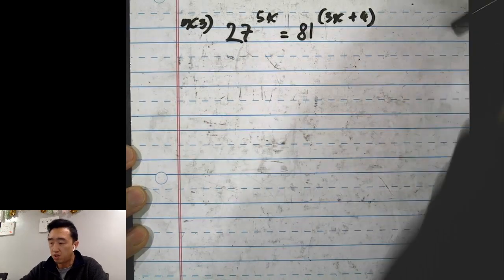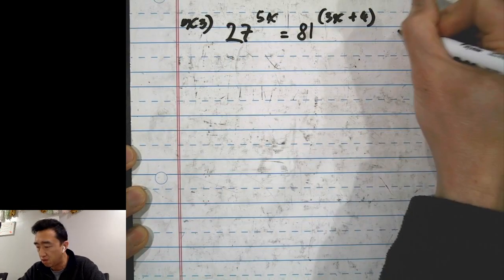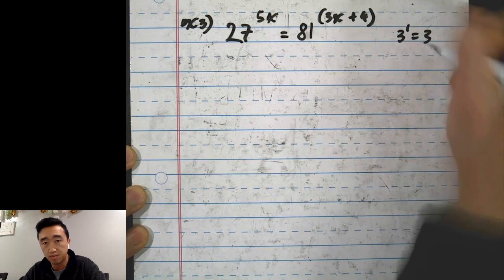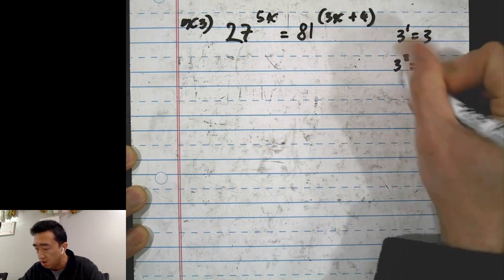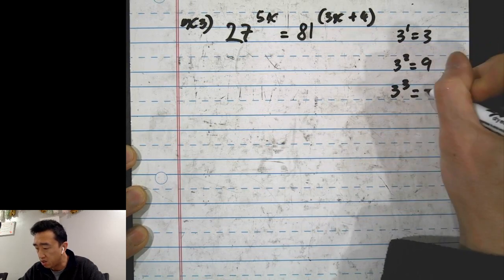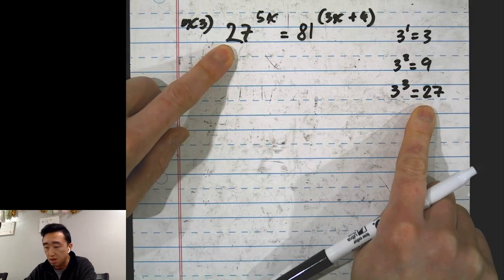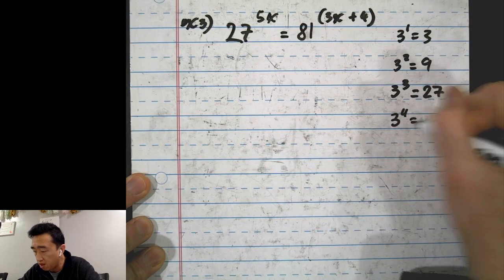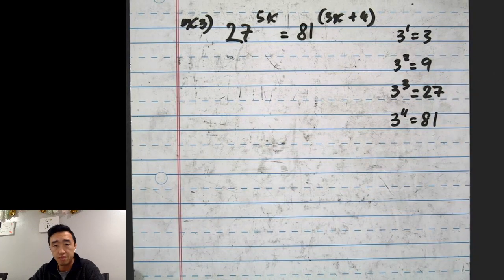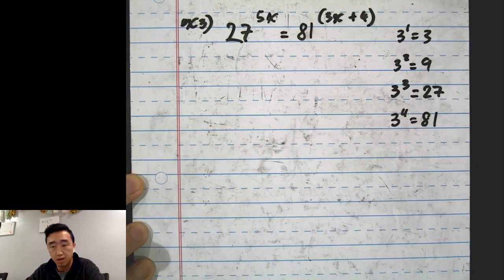So hopefully you know your 3 tables and you're thinking, they both look like they're divisible by 3. So I'm going to try 3. 3 to the first power is 3. 3 to the second power is 9. 3 to the third power is 27. And I can change that to a base 3. Let's see if I can change 81 to a base 3 as well. 3 to the fourth is 81. So you see how both of these can be changed into a base 3.